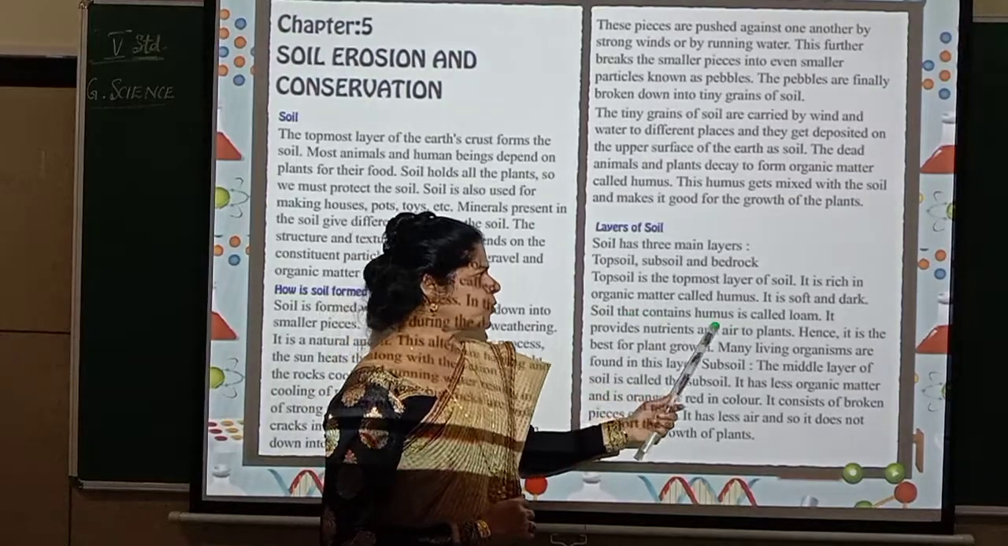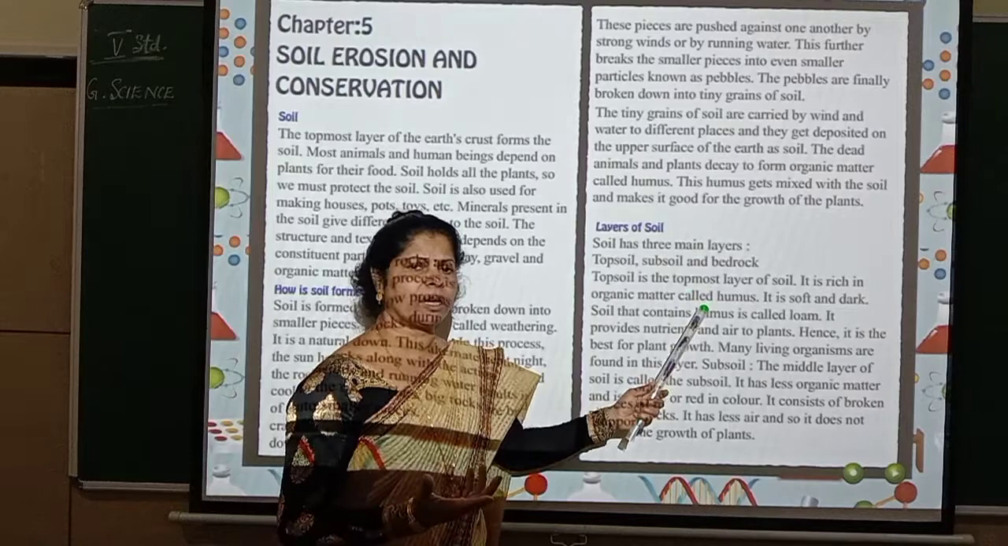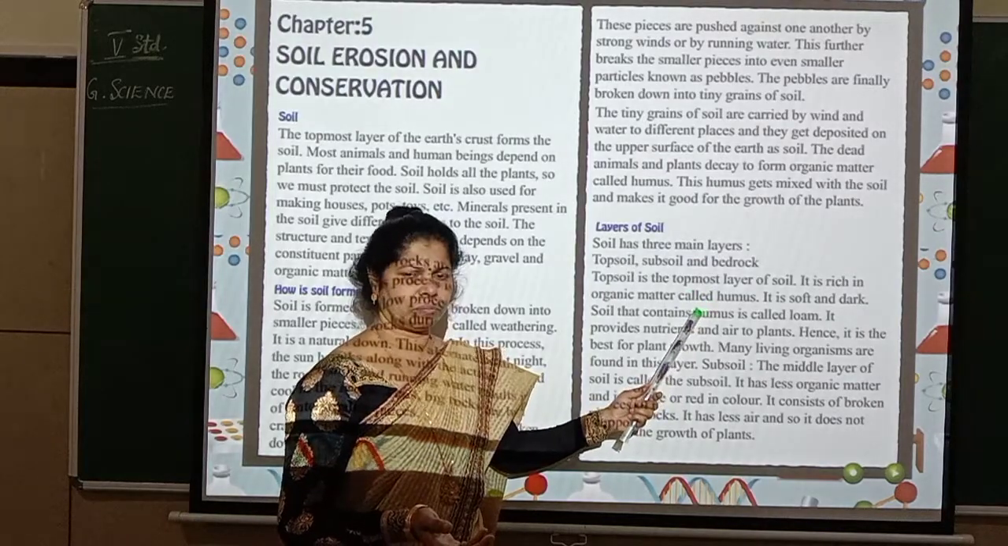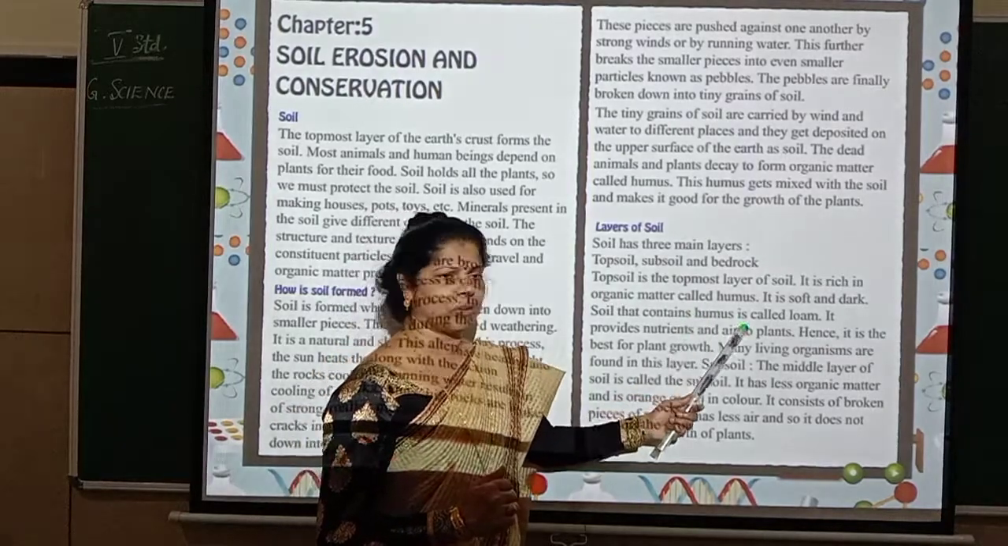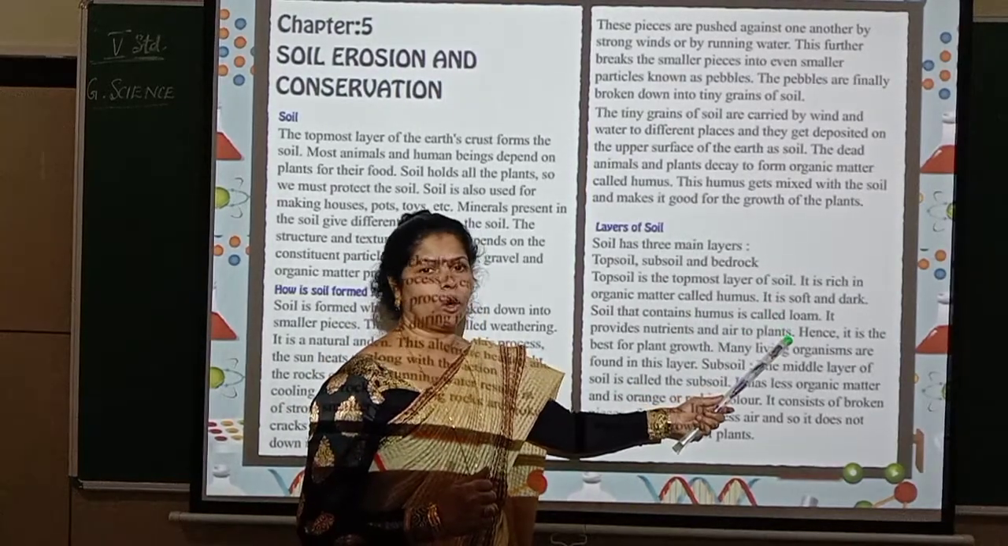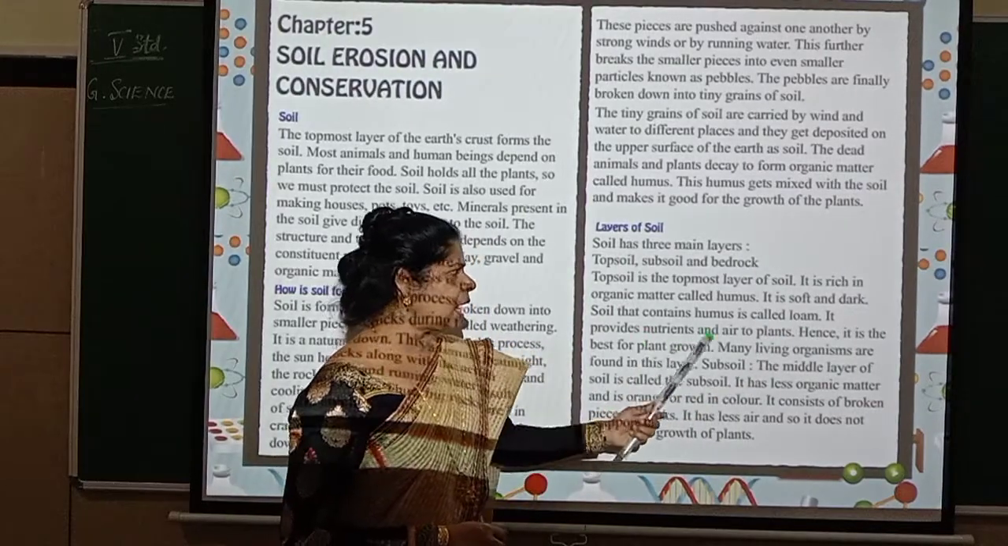Soil that contains humus is called loam. So if the soil is consisting of humus, humus is what? Organic matter got from plants and animals. So if the soil consists of humus, then we call that soil loam. Loamy soil provides nutrients and air to plants.